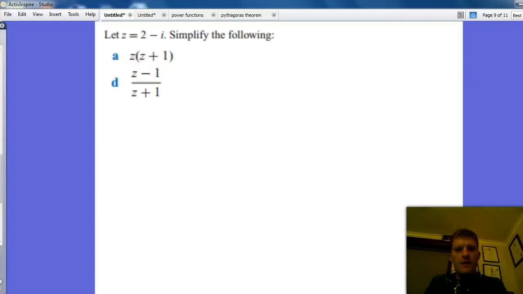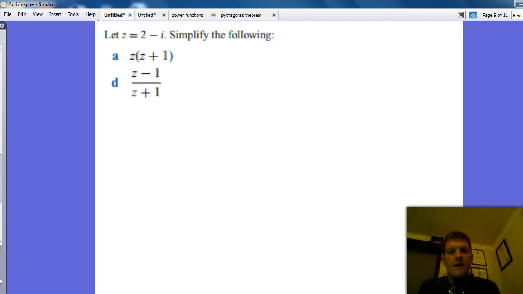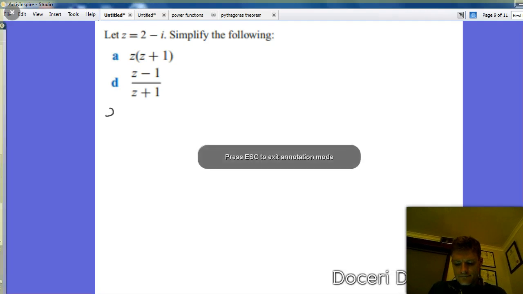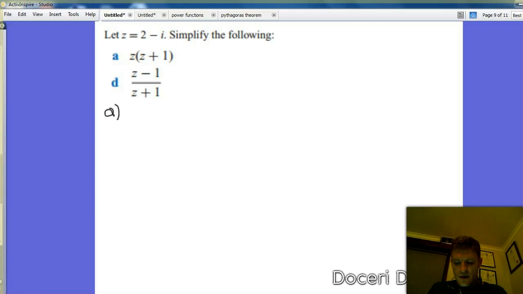Okay, our final problem, we're going to do a multiplication and a division of complex numbers. So z is 2 minus i. Let's see if we have to simplify the two expressions. So part A, we've got z times z plus 1. Now z is 2 minus i, so let's substitute that in.